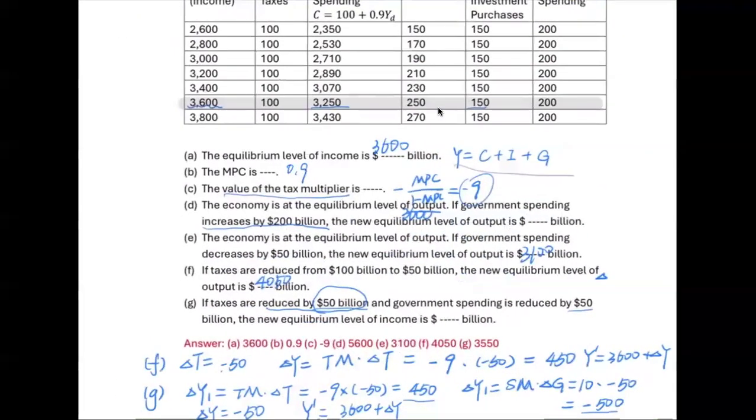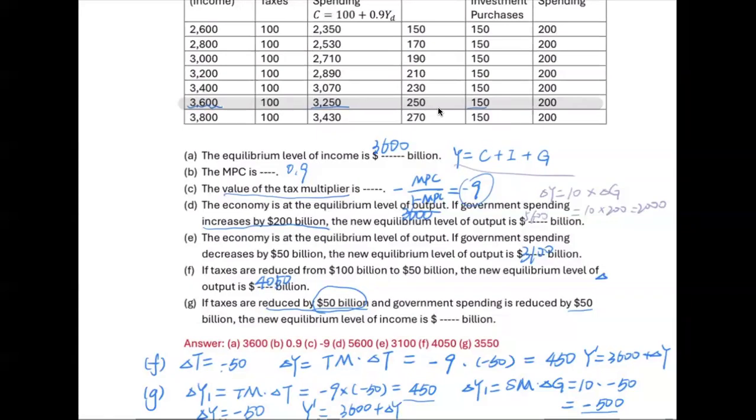So the government spending multiplier is 10, and then delta G is what? Increase by 200 billion, right? So times 200 equals 2,000. Then the equilibrium Y also increased 2,000. And previously, the equilibrium is 3,600. So now the output level is 5,600 billion.